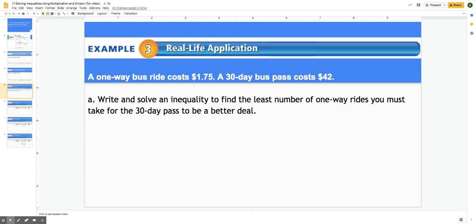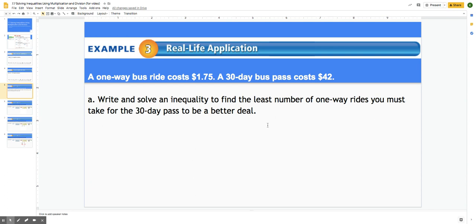The last thing that I'm going to walk you through is the word problem shown on the screen. This one states that a one-way bus ride costs $1.75, or you can buy a 30-day bus pass that would cost you $42. The problem says to write and solve an inequality to find the least number of one-way rides you must take for the 30-day bus pass to be a better deal.